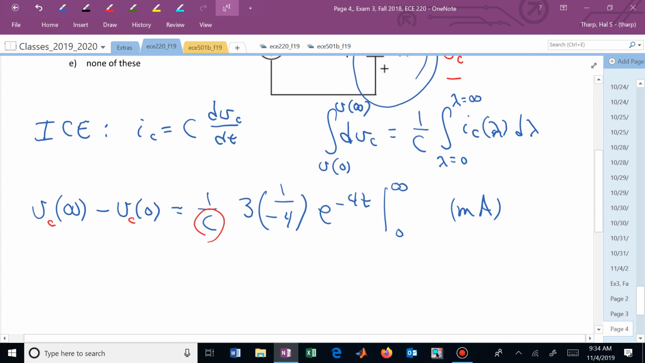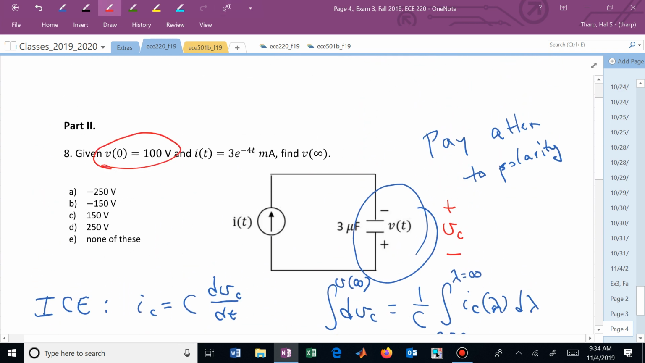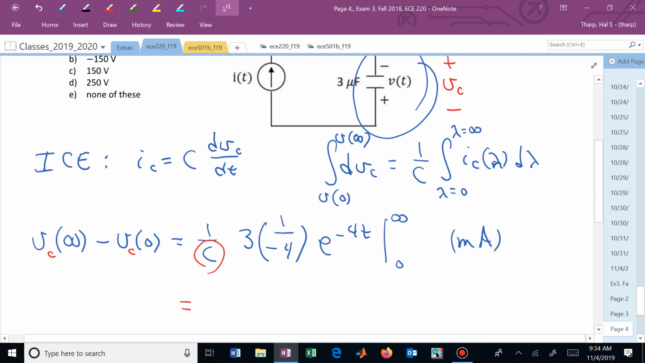I evaluate this. What is v sub c of 0? In my terminology, it's minus 100, because my v sub c is just the opposite of the way they've labeled v. Meaning here, that's now minus 100.